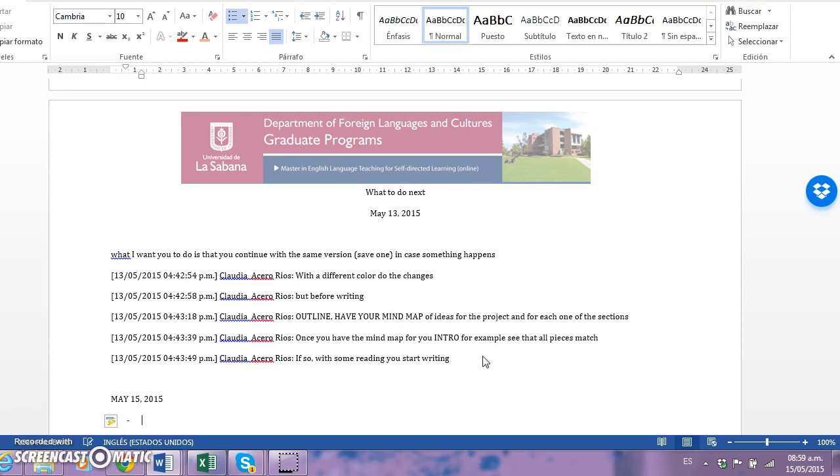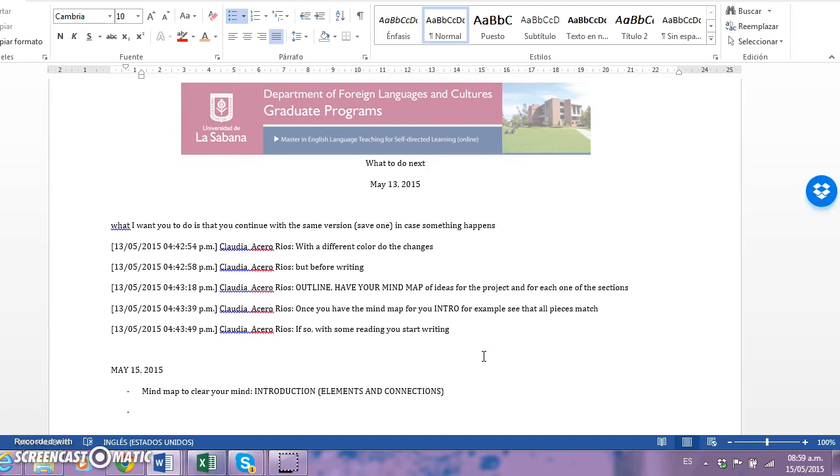My general suggestion to all the students, you are free if you want to do it, is to organize a mind map to clear your mind. So you can say, okay, in my introduction, I want to include this and this and this, so you can see all the elements and connections among the sections. So you can have a whole vision of your paper. This is my first suggestion.